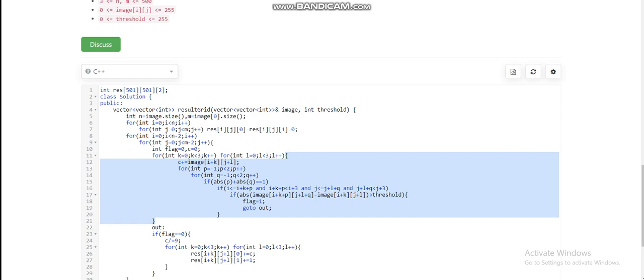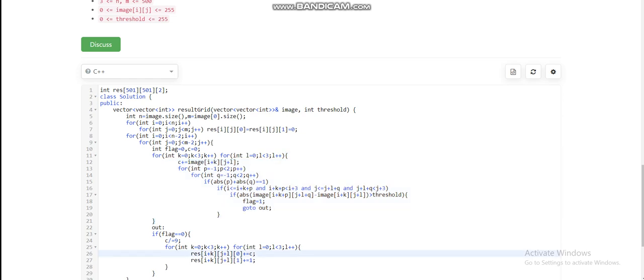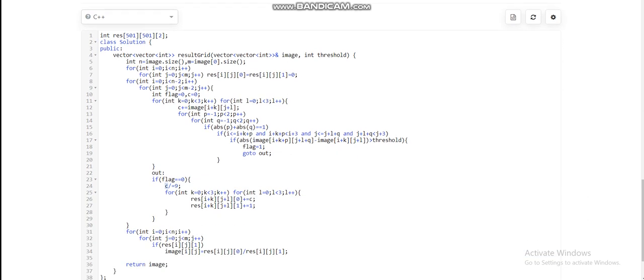Okay, now if flag equals 0, that means the current cell is a region, because if flag equals 1, that means our current cell is not a region. So that's why we are taking c divided by 9, because there are 9 cells in the region and c is the sum of all of them. So we are taking c as the average, and we are adding c to arr[i][j][0], and incrementing the value of arr[i][j][1], the number of regions this current cell belongs to, and at the end we are setting image[i][j] to arr[i][j][0] divided by arr[i][j][1] if it is greater than 0. If it is equal to 0, then we are not doing this operation, so image[i][j] will be untouched. So I hope you get it.